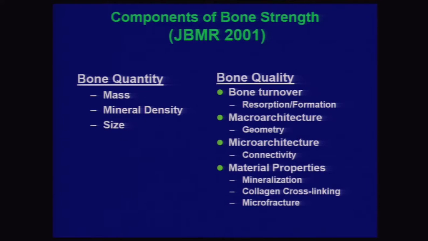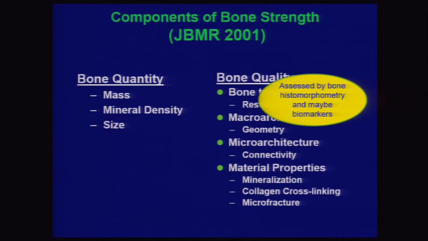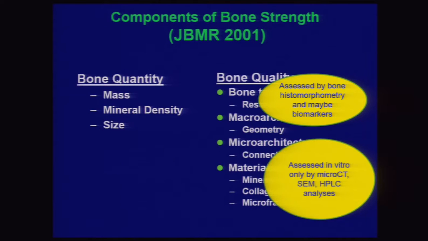whether or not there's cross-linking within the bone that's abnormal, and whether or not the bone has an adequate response to microfractures. This is assessed, as I stated before, by bone biopsy, maybe by bone biomarkers. However, that remains to be determined. We can also assess bone quality by other advanced imaging methods such as micro-CT or HPLC. And then bone quantity we can assess by DEXA and QCT.